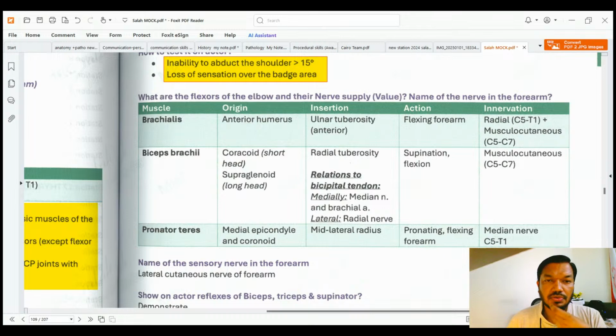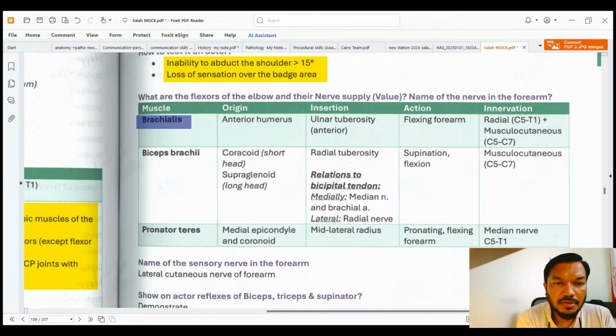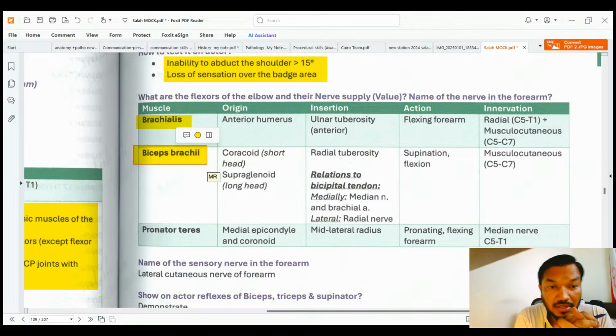What are the flexors of the elbow, their nerve supply, and the name of the nerve in the forearm? The flexors of the elbow are brachialis, biceps brachii, and brachioradialis. We studied a total of five muscles: brachialis, biceps brachii, brachioradialis, and then pronator teres.